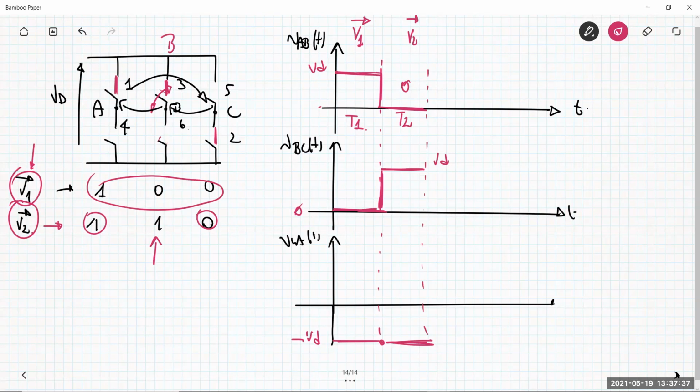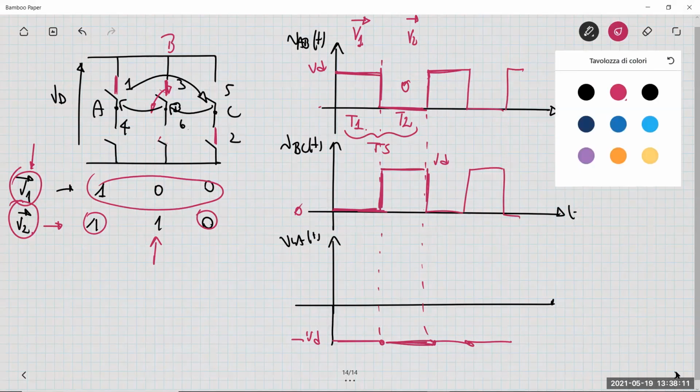So periodic means that you have T2 here, 0, negative VD, etc. T1 plus T2 represent our TS, our switching period. Supposing that I'm using V1 and V2 periodically in that way, after some periods you get this plot of the waveform. But then you can get the average value here.